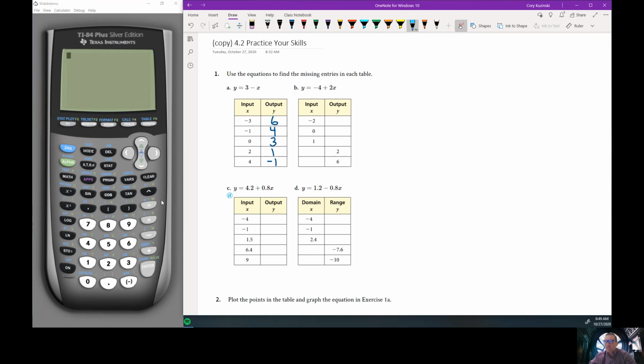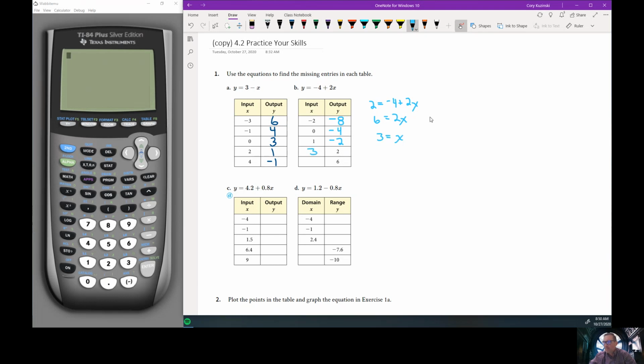All right. So we could use mental math, I guess. Let's go 2 times negative 2 is negative 4, and negative 4 plus negative 4 is negative 8. 2 times 0 is 0, and 0 plus negative 4 is negative 4. 2 times 1 is 2, plus negative 4. And then they give us the outputs, and we've got to figure out the inputs. So essentially, we're trying to figure out when y is 2, what is x? We can do that by adding 4 to both sides and then dividing both sides by 2. And we see that x is 3.